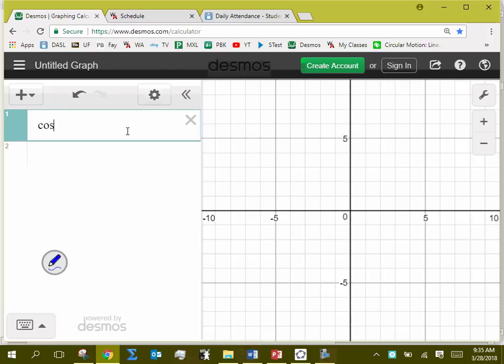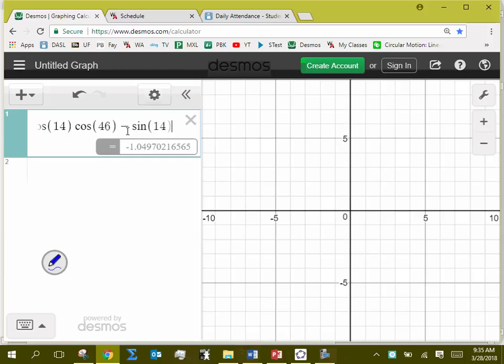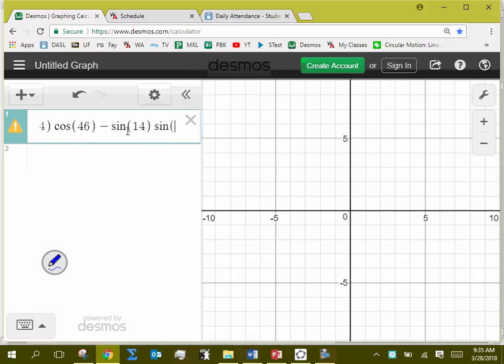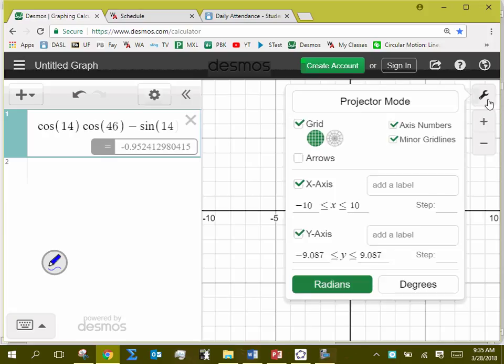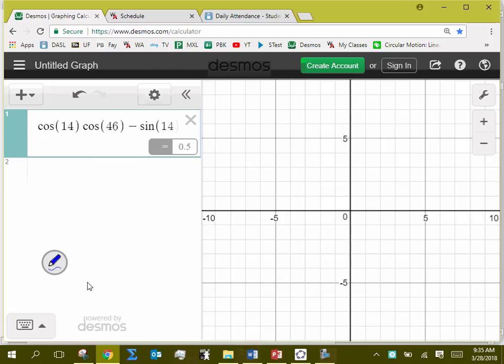Again, with these, you can type this in: cosine of 14 times cosine of 46 minus sine of 14, sine of 46. What did I do? Ah, degrees. You get 0.5, right? Okay. That's the one thing you've got to make sure of if you're using your calculator. Still going to go back and think about what units you are using, degrees or radians.